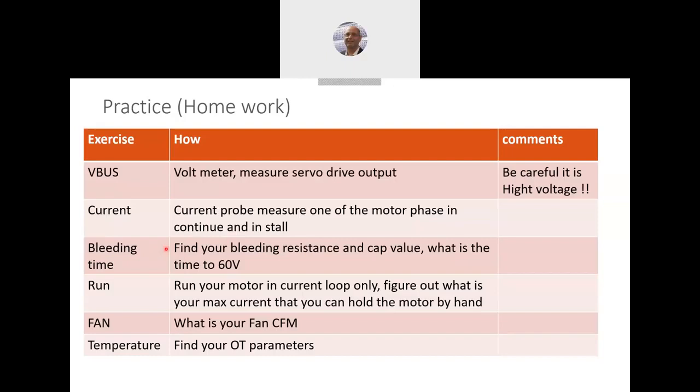Another one is run your motor in current loop only, and figure out what maximum current you can hold the motor with by hand. Find out what the CFM of your fan is, and what the over-temperature thresholds of your servo drive are, which will probably be 60, 80, and 100 or something in between.